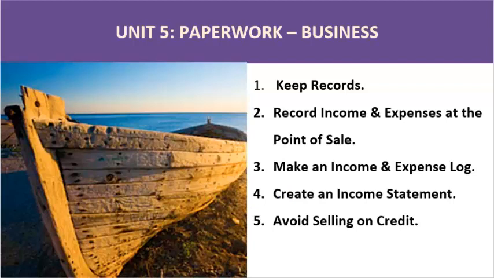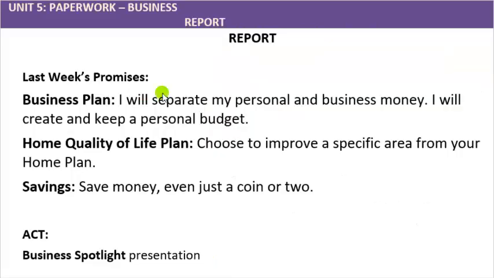Okay, so let's go over our commitments for Unit 4. In Unit 4, we were given 3 commitments: business plan commitment, home quality of life commitment, and savings commitment. Business plan commitment: I will separate my personal and business money. I will create and keep a personal budget. Were you able to keep this commitment?